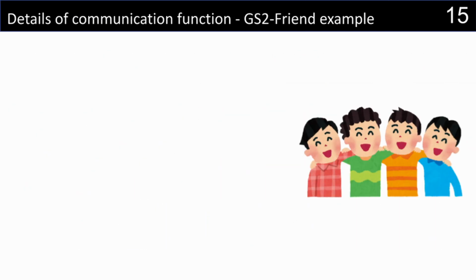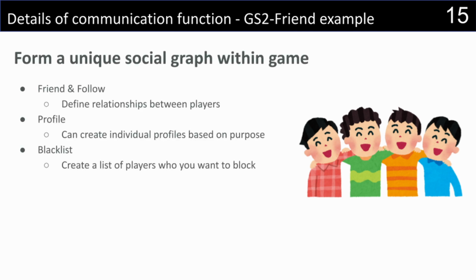Now, let's delve more into GS2 Friend, which allows you to implement friend management and follow functions in your game. This feature assists players in building a dedicated social network within the game. Its primary functionalities are twofold. There's the friend function, where a mutual relationship is formed through friend requests, and the follow function, which allows relationships to be established unilaterally. In addition, it offers a profile feature that enables you to create separate content for public, followers, and friends.